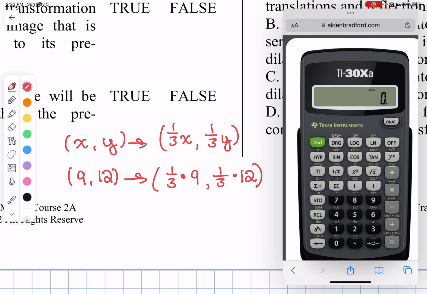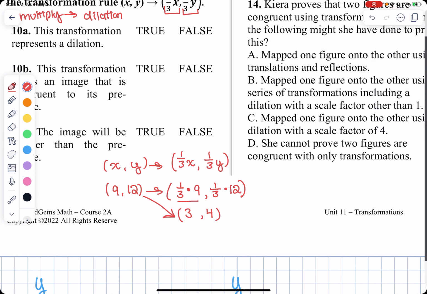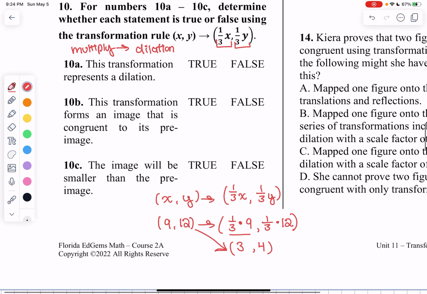1/3 times 9 is going to be 1 ABC 3 times 9. I know what you guys are thinking. This is so cool, Miss Majorana. Equals 3. Okay, 1/3 times 9 equals 3. And 1/3 times 12 equals 4. So 9, 12 would transform to 3, 4. We would find something that is 1/3 as big.